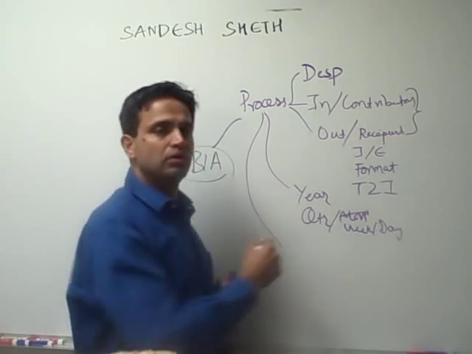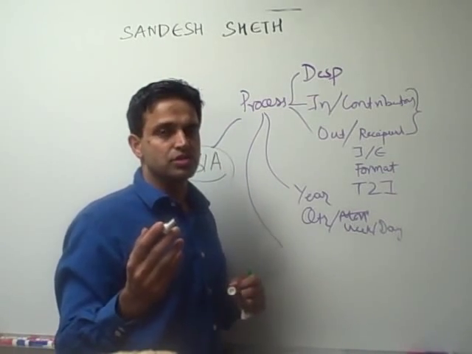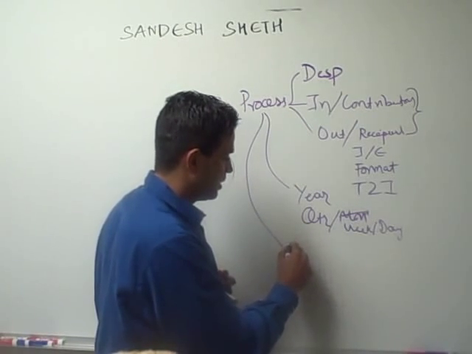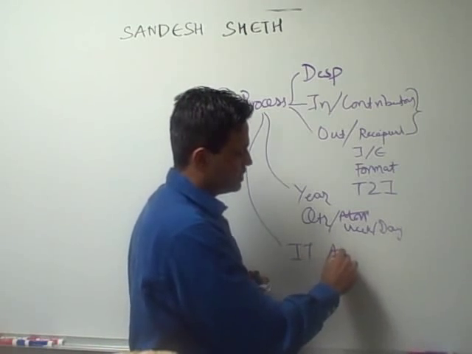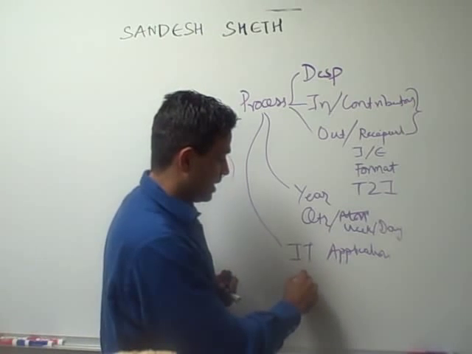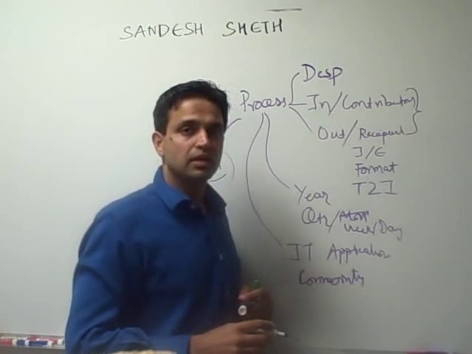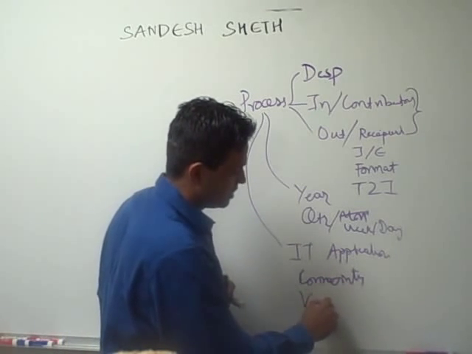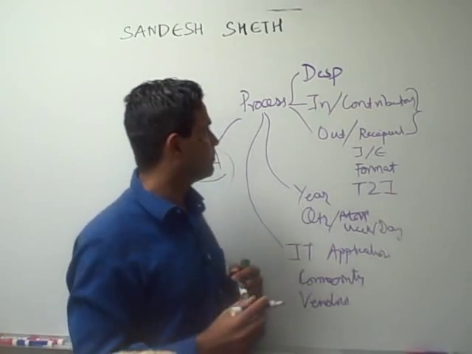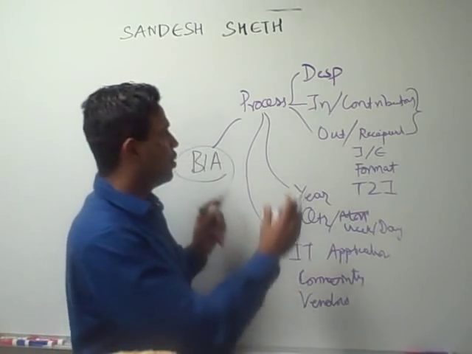The third thing we need to know is what is the infrastructure that enables this process to run. This would be any IT application that it uses, any form of connectivity that the process needs, and any vendors that the business process relies on. So far, we are gathering information on the process itself.